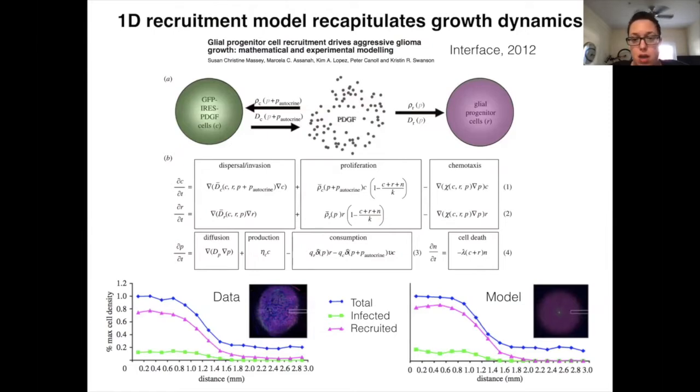Susan Massey in Kristin Swanson's lab did this continuum model, this PDE system, to look at how your infected cells and recruited cells are interacting along with this PDGF in a 1D model. And it worked pretty nicely to see how much of these cells are recruited. So you've got about 80% of these recruited cells, and only about 20% are these infected cells. And so just observing this in one dimension, it works out pretty well. And you can then figure out what some of these parameters are. So we can start there.